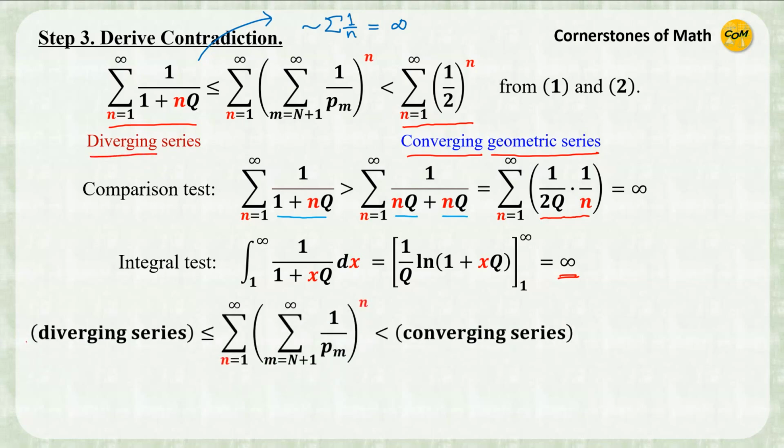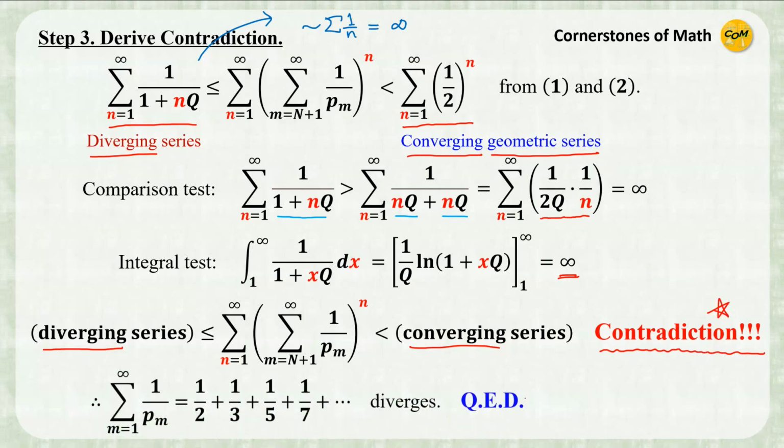Therefore, the middle part is wedged between two series, with diverging series on the left and converging series on the right. This is impossible, hence a contradiction. Therefore, our very first statement is true, which is that the sum of the reciprocals of prime numbers diverges.